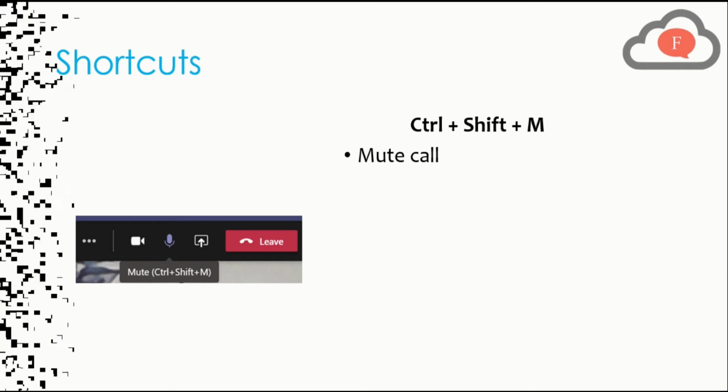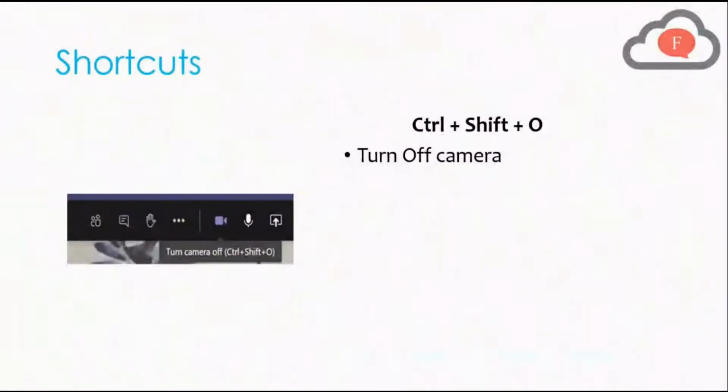Now let us go further and explore the other shortcut that will help you while you are in a meeting. Certainly sometimes you want to switch off your camera because there is some disturbance in your background. How to do that? That is also very easy. You just have to click Control, after that Shift, and after that O. You will see during the call your camera will be turned off and nobody can see you through your camera. So this is a very helpful feature while you are using Microsoft Teams.